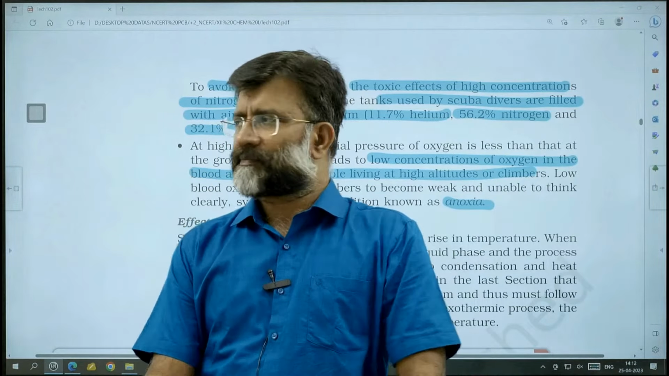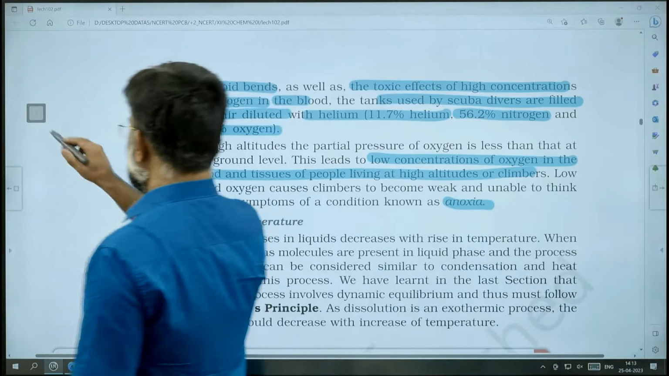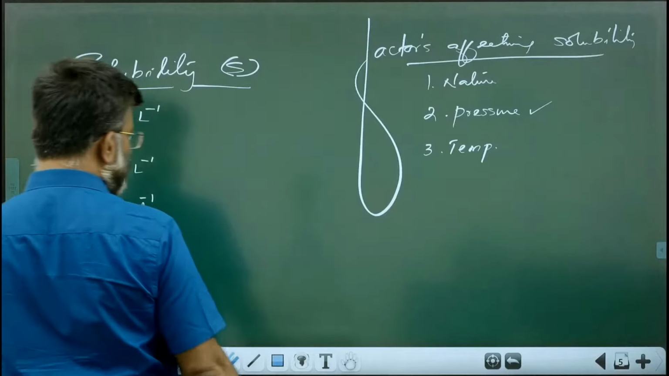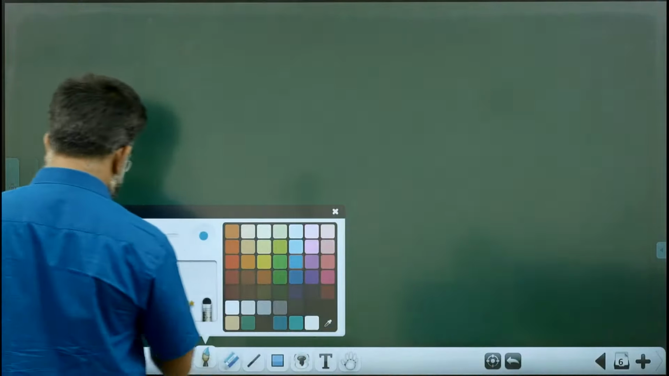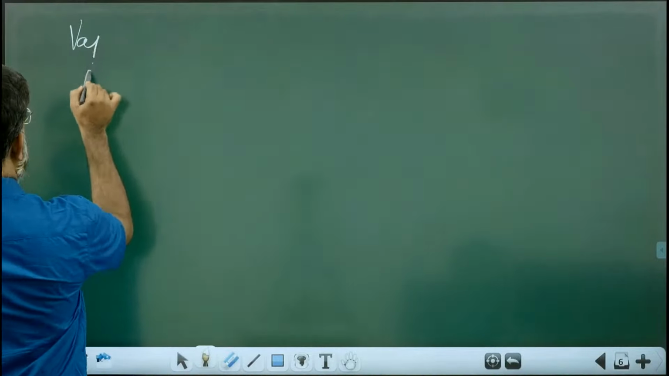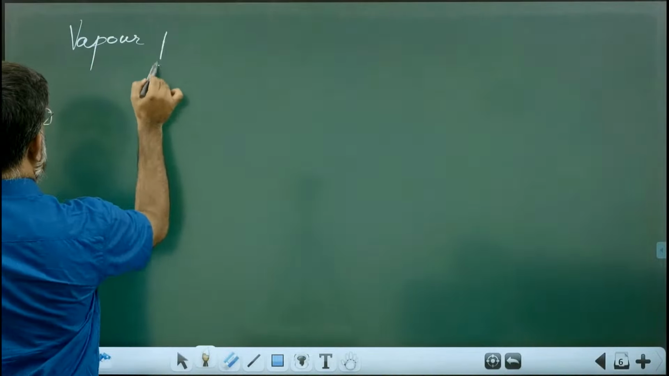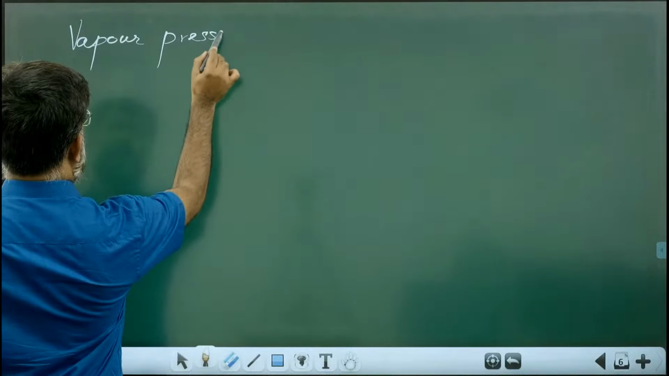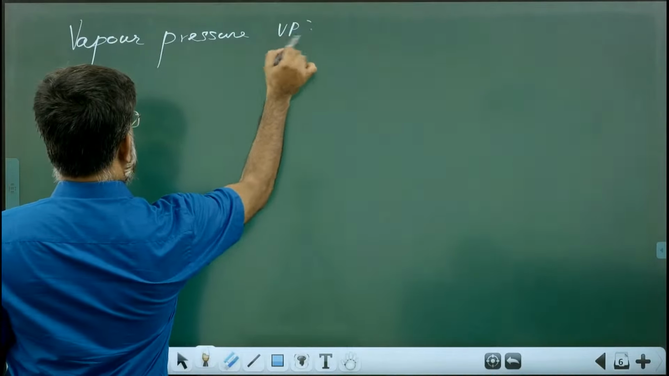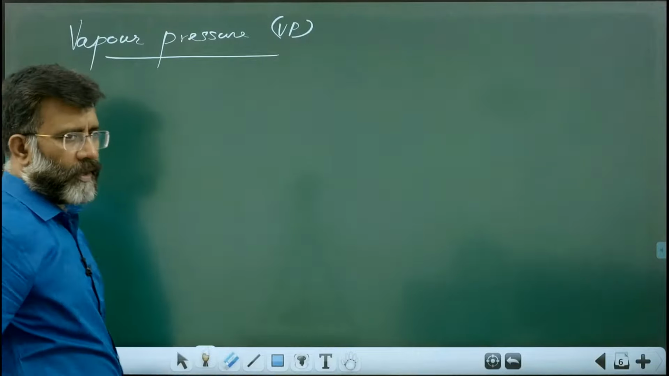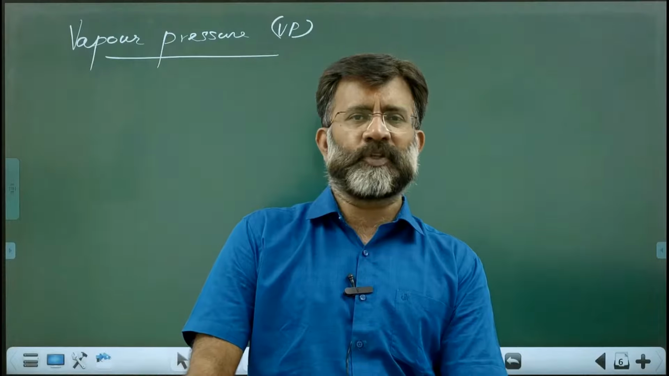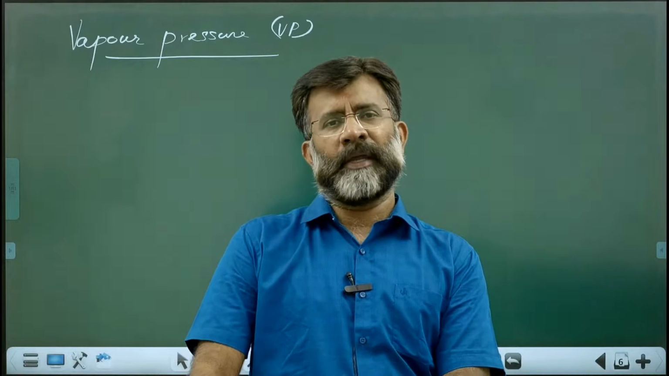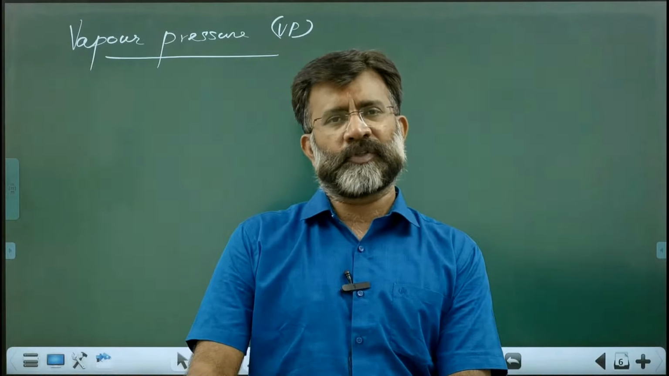Okay. After this, we are switching on to a term, vapor pressure. What is meant by vapor pressure? All of you know what is vapor pressure? Vapor pressure is nothing but the pressure offered by the vapors over the surface of the liquid. The pressure offered by vapors over the surface of the liquid.